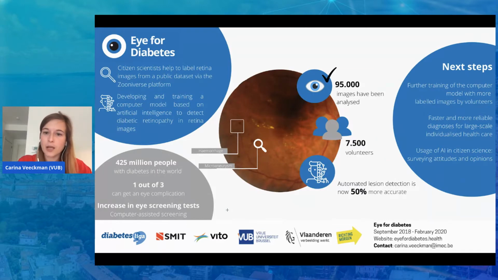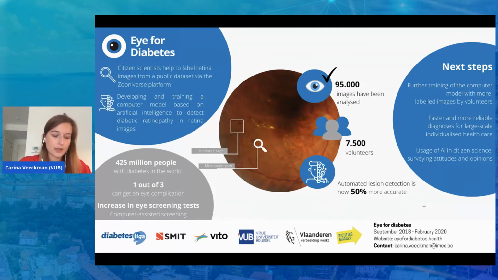So in total, there were 7,500 volunteers who labeled 95,000 images. They had basic and more advanced labeling tasks. And out of the results, we could see that the performance of the computer model increased and that the lesion detection is now 50% more accurate. So we are very happy with this result.